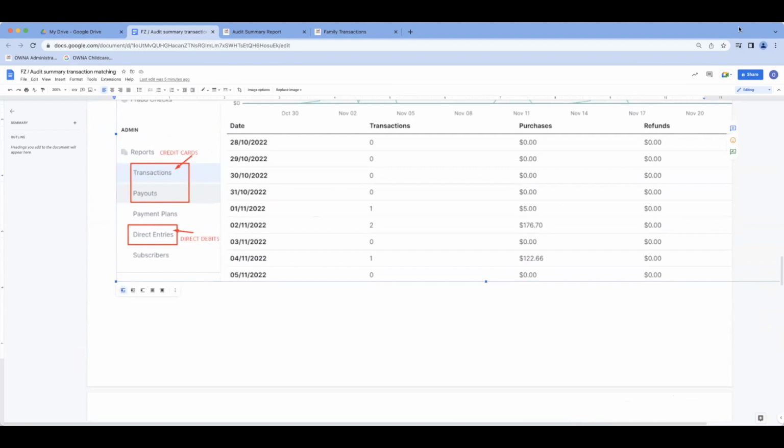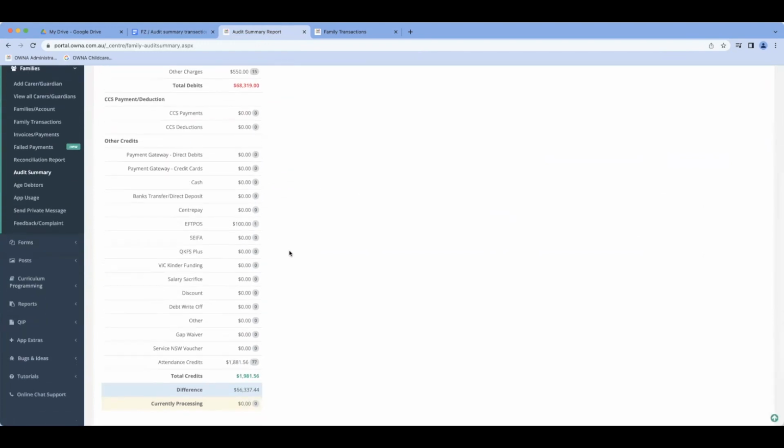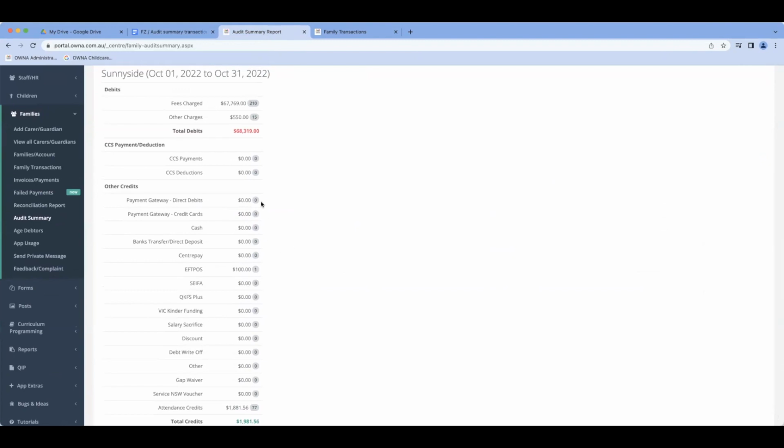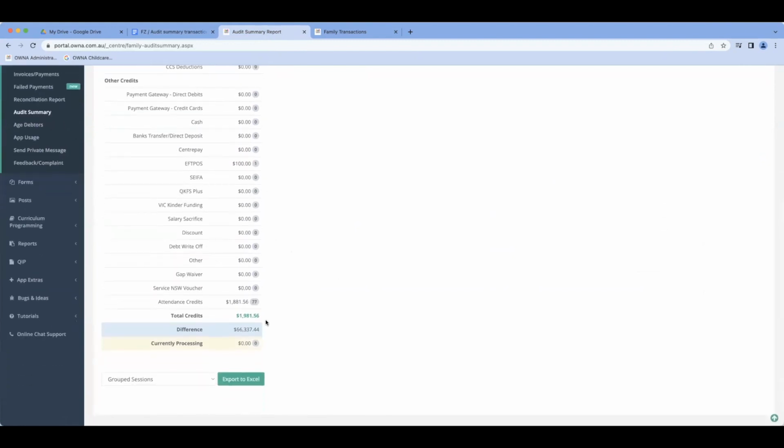Okay, I know I've gone over time, but I really wanted to just quickly go through a few other reports. And I know we've only really looked at the audit summary report and the family account screen, but I have to say the audit summary report is probably one of the more used reports by centres, but there is so much functionality around it that a lot of people don't know about. So that's kind of why I wanted to start with that one.